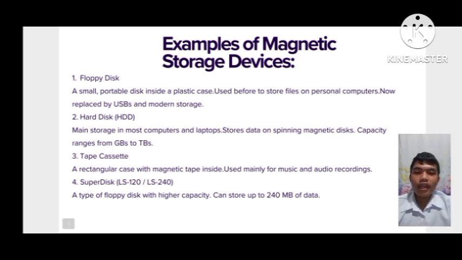Tape cassette, a magnetic storage device that uses tape to record and play sound, mainly used for music and audio recording. So, number 4, super disk, LS120, LS240, an upgraded floppy disk with higher capacity, able to store up to 240 MB of computer data.